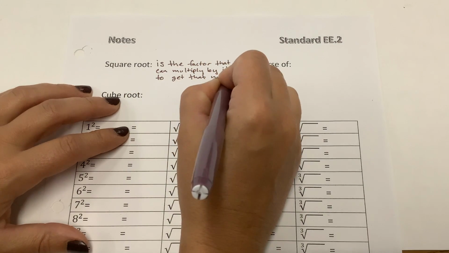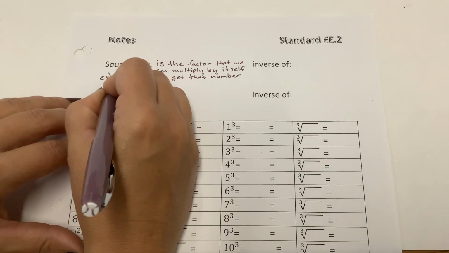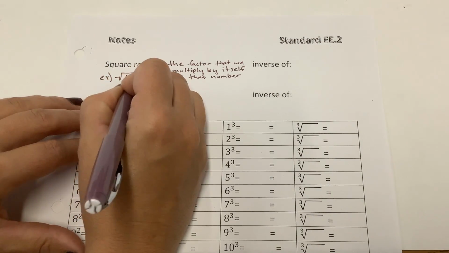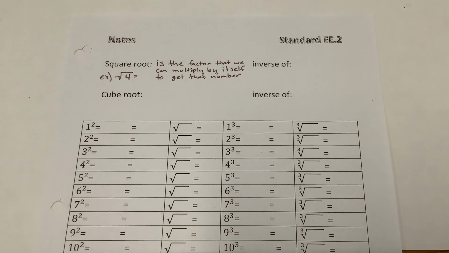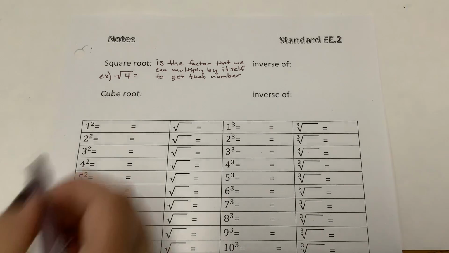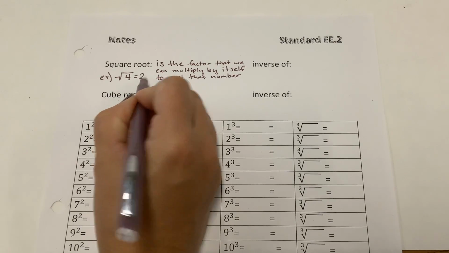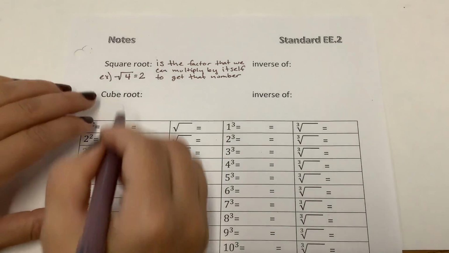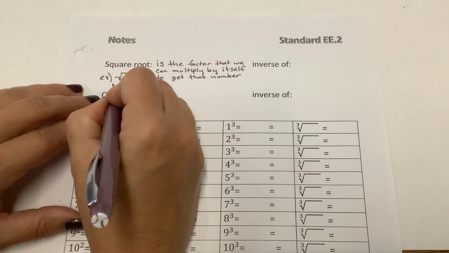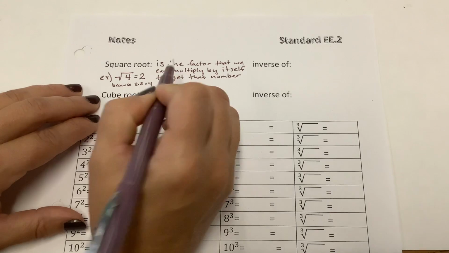For example, if you are asked for the square root of 4, then what you're asking yourself is what number times itself is 4? And what is that value? 2. Okay, square root of 4 is 2, and that's because 2 times 2 is 4.